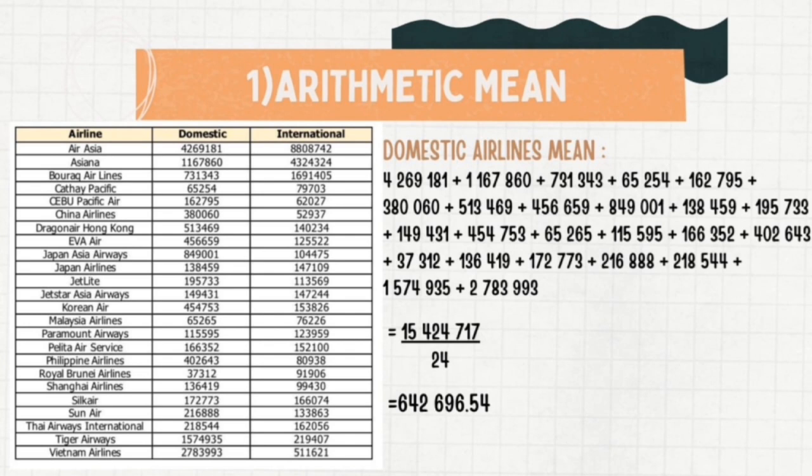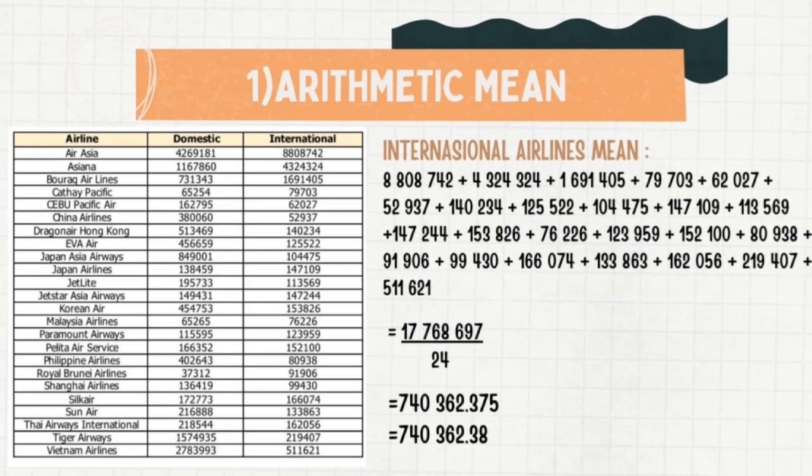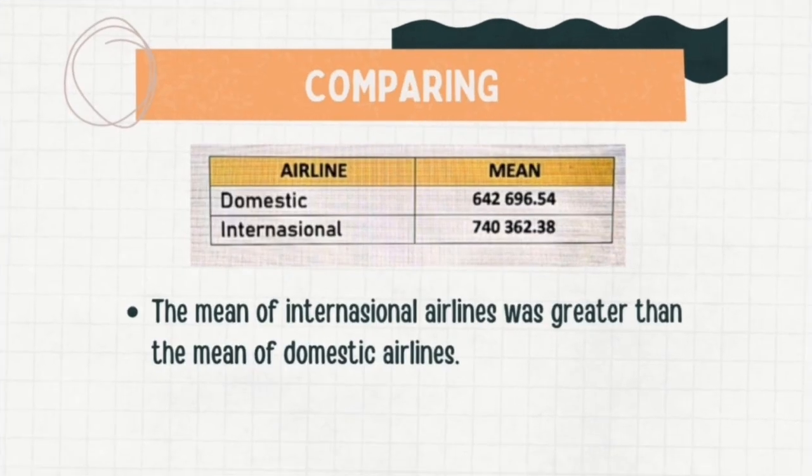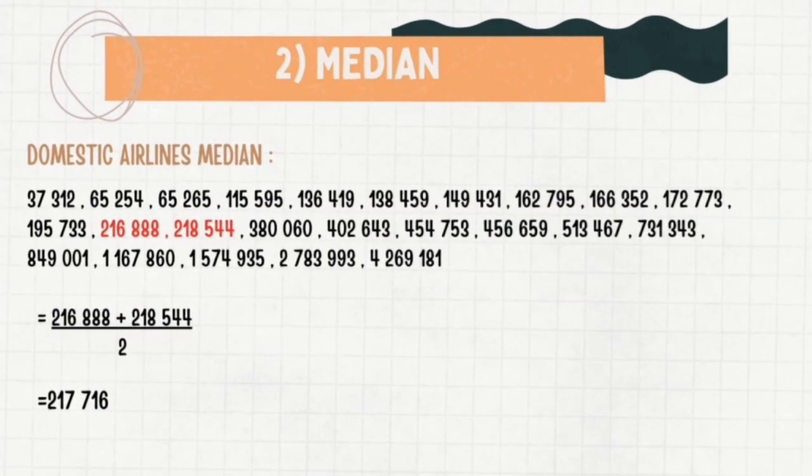So we get the answer 642,696.54. Same goes with international airlines. After adding up all values of international airlines, then dividing by 24, we get the answer 740,362.38. Comparing the mean of domestic and international airlines, the mean of international airlines was greater than the mean of domestic airlines. Second, median. Median is the number in the middle of the data set.